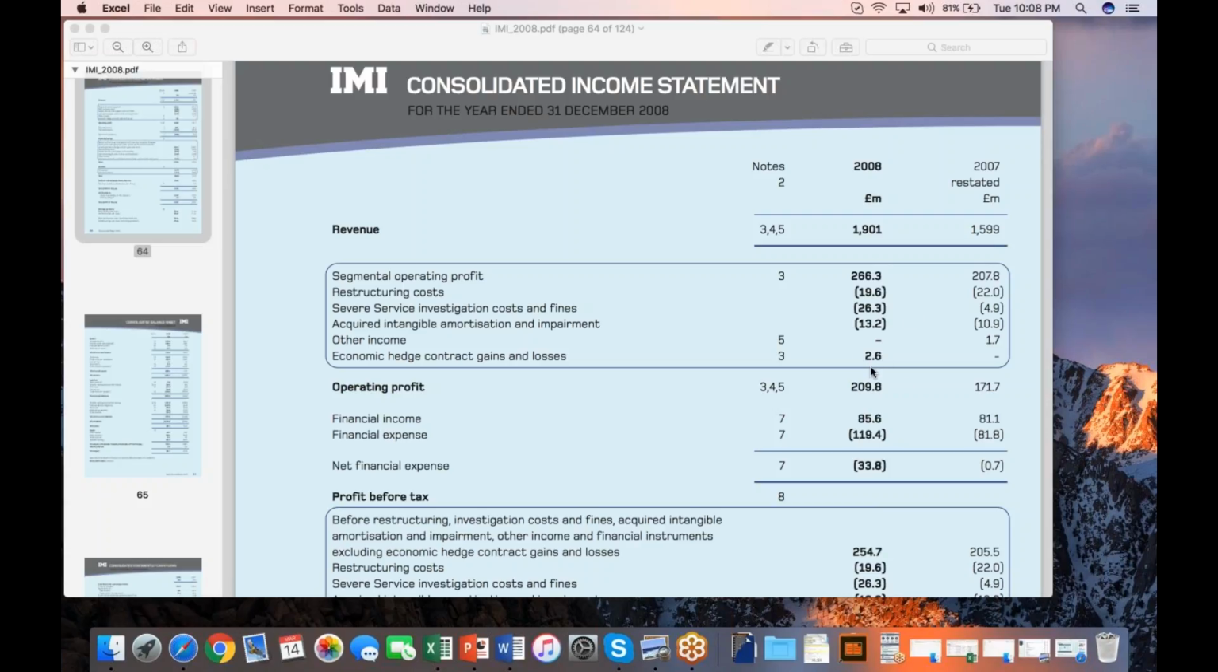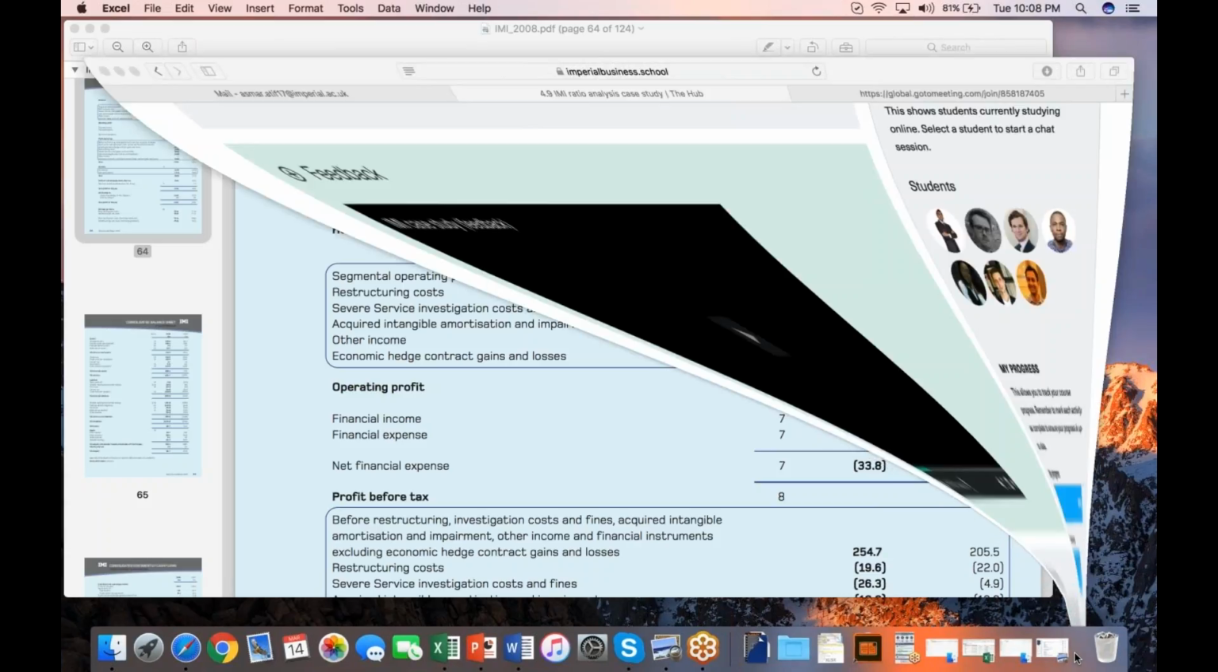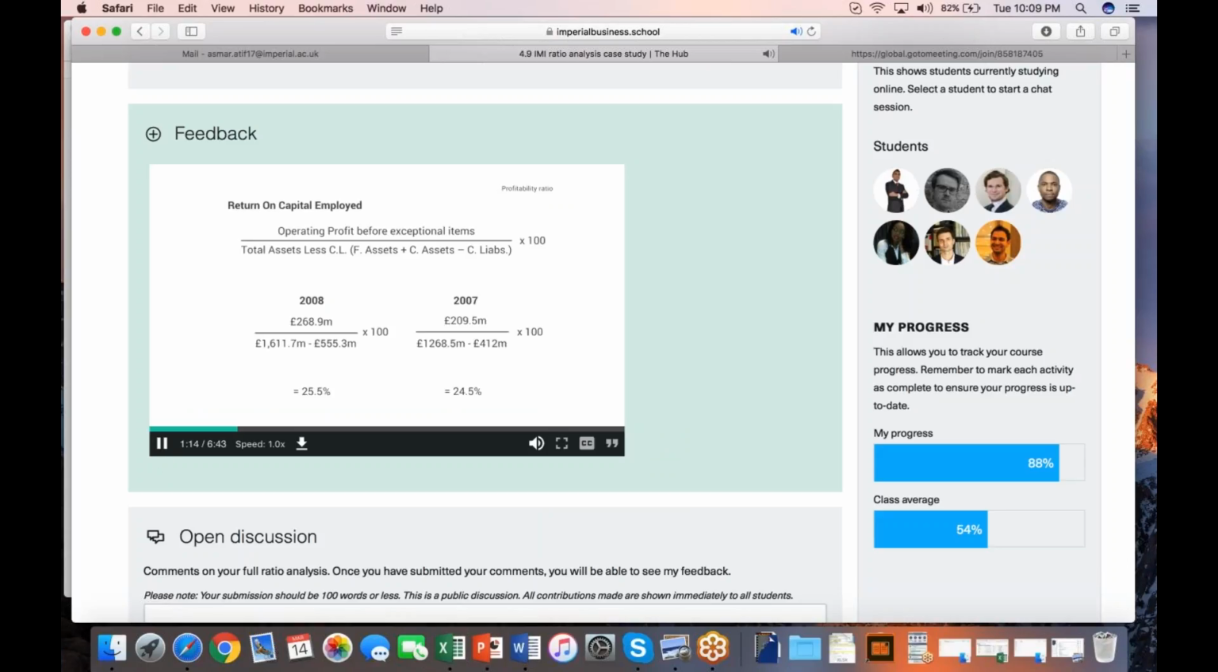So which means, and why she's including economic hedge contract gains and losses, because she says that economic, and just to tell you, let me go back to the professor now. Contract is considered part of normal business. We will use the adjusted profit numbers for our calculations. Return on capital employed is operating profit before exceptional items divided by total assets minus current liabilities. As we only have information over 2 years and we want to make a comparison, we will use end values, as we do not have enough information to calculate the averages for both years.